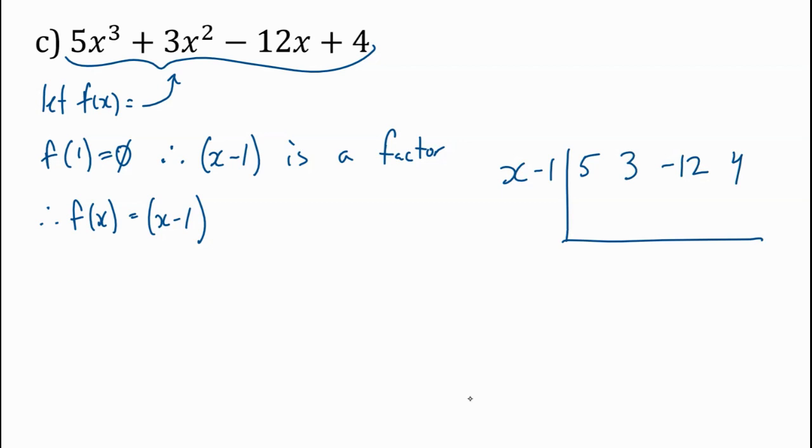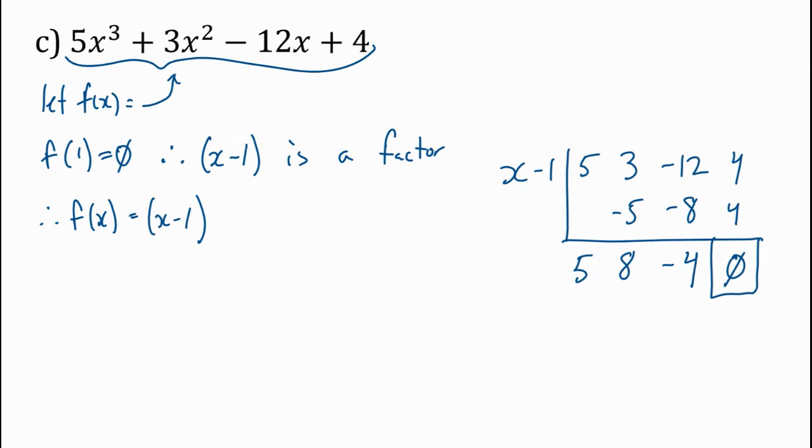Okay, pull down the 5, multiply by the negative 1, subtract 3 minus negative 5, so 3 plus 5, that's 8. 8 times negative 1. Subtract negative 12 minus negative 8, negative 12 plus 8, negative 4. Negative 4 times negative 1 is 4. 4 minus 4 is 0. Put that 0 in a box.